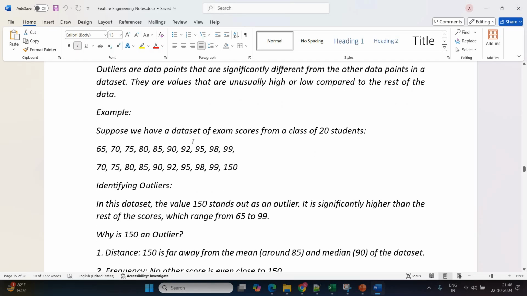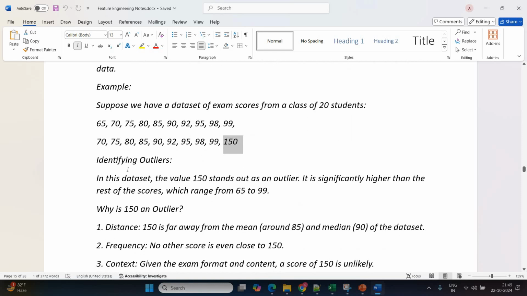So here you can see the data set of exam scores from a class of 20 students. All these 20 students have this kind of data, and you can find that there is one student whose marks are 150, right? So if you have to identify the outlier, you can see that in this data set, the value 150 stands out as an outlier.